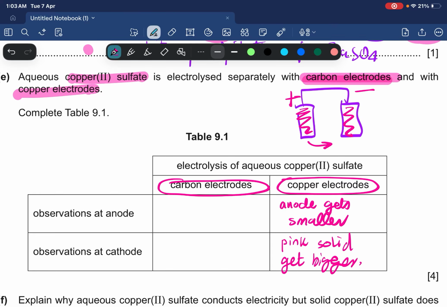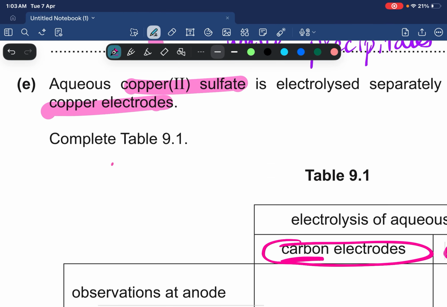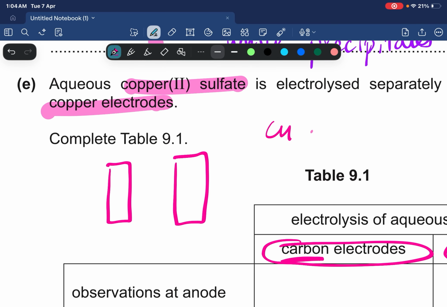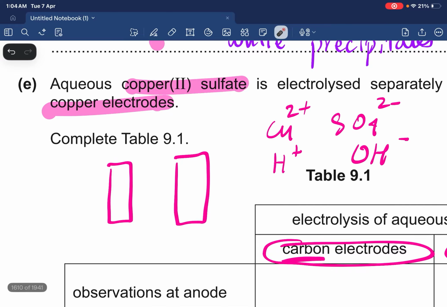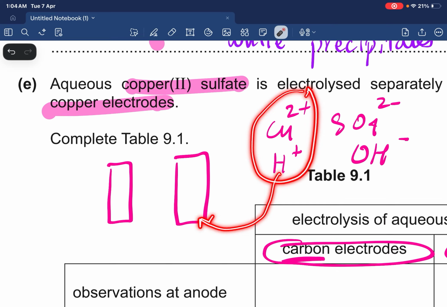Now we write about observations with the carbon electrodes. If you go with carbon electrodes, we're going to have copper ions in the solution, sulfate ions, hydrogen ions, and OH negative ions. Out of copper 2 plus and H plus, what's going to be deposited at the cathode? Copper. Why copper? Copper is below hydrogen in the reactivity series, so it's going to be deposited.